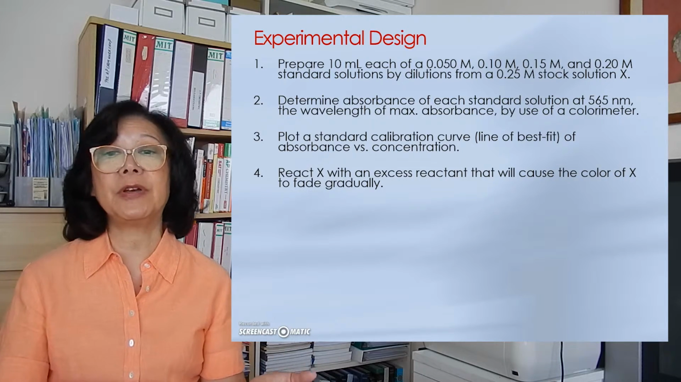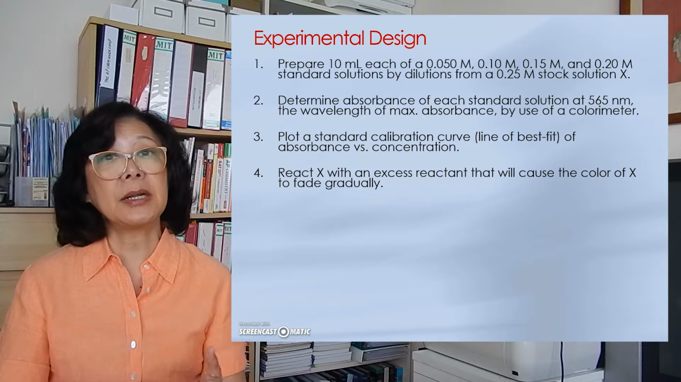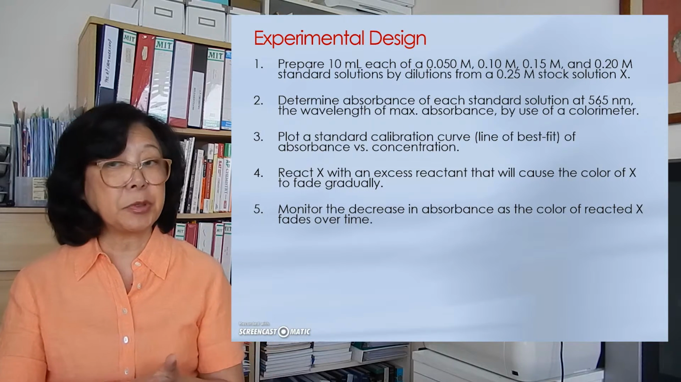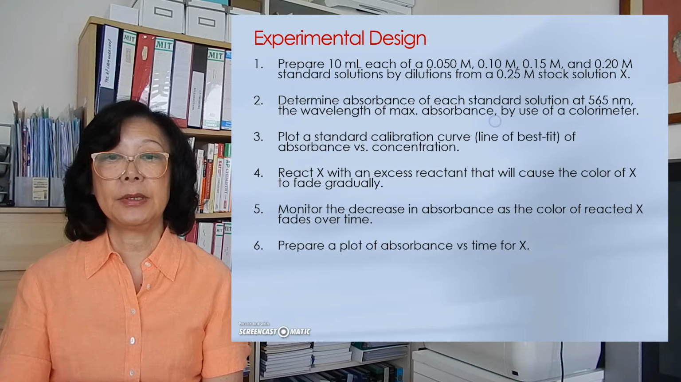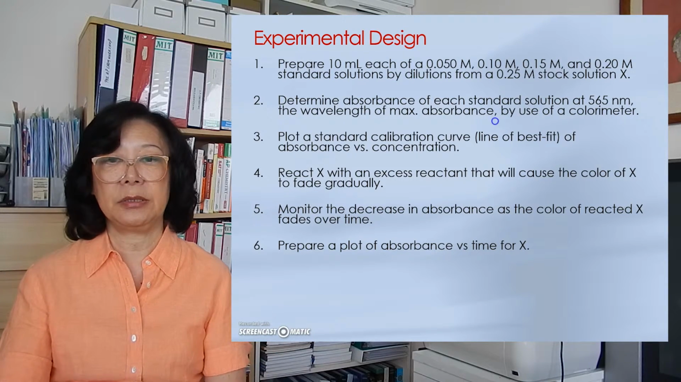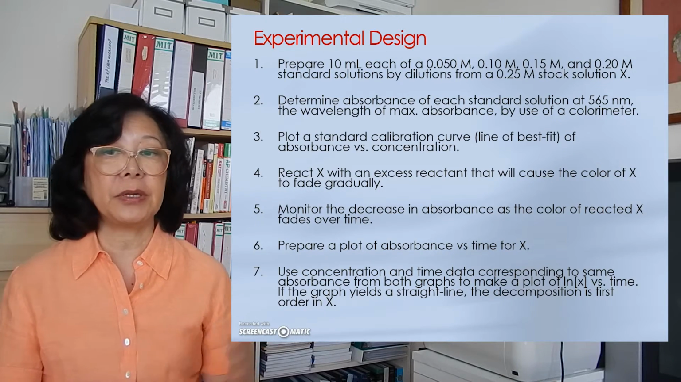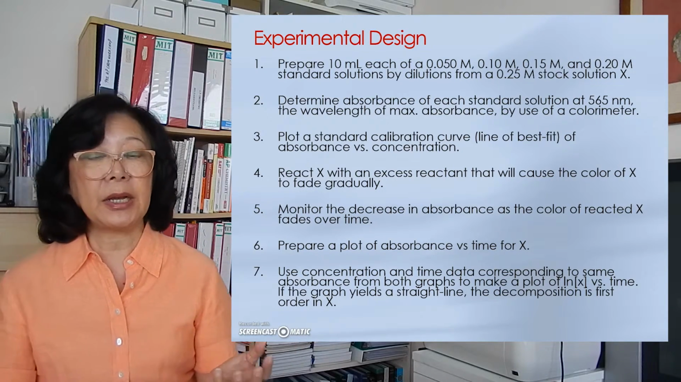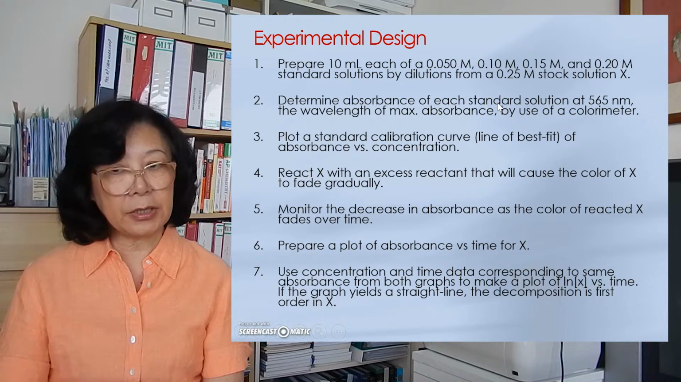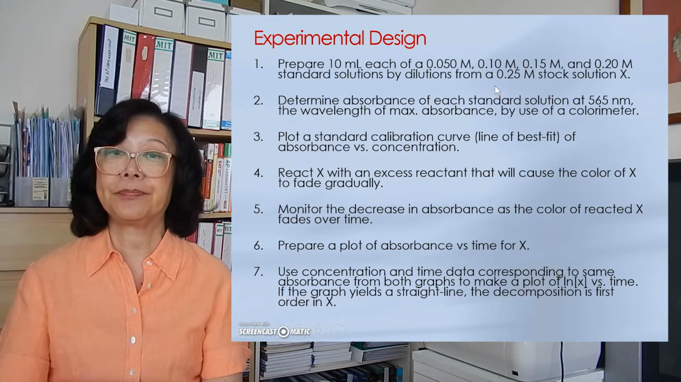I will react it with an excess reactant, much more in excess, that will cause the color of X to fade over time. And I'm going to monitor the decrease in absorbance in the colorimeter. And then I'll make use of that data to plot absorbance versus time for X. Finally, I would have 2 graphs, one being the standard calibration curve and the other being absorbance versus time, and I can extrapolate data from both graphs to find the natural log of the concentration of X versus time to prove that it is indeed first order.